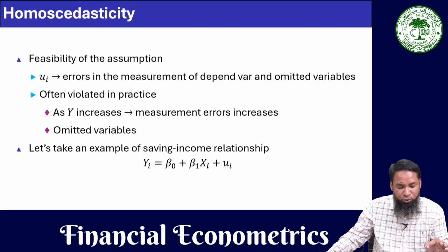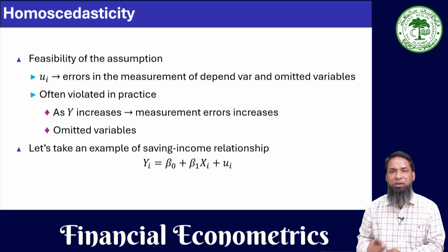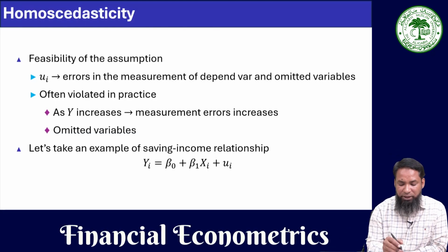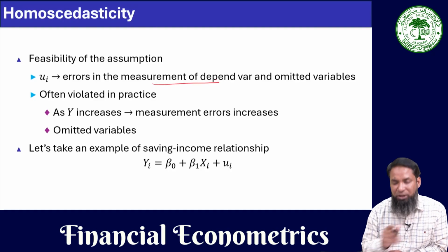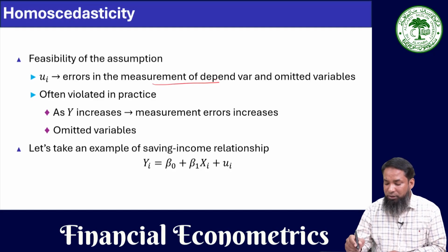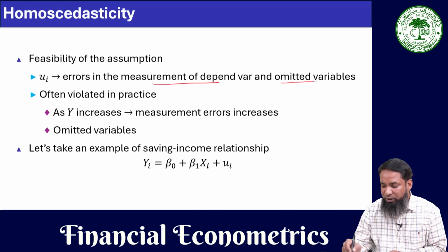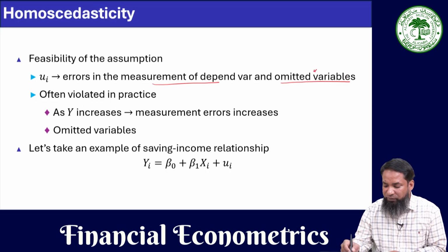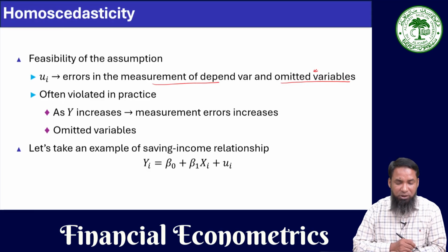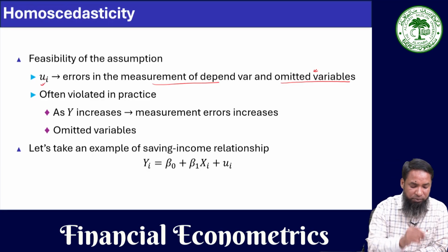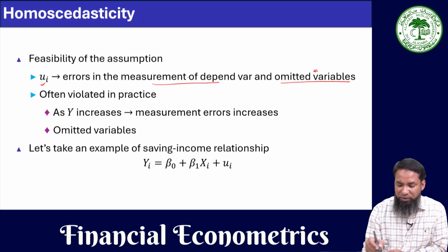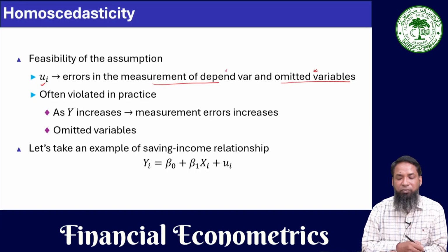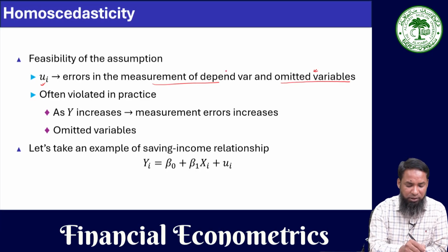We include ui in the regression equation to capture the error in the measurement of the dependent variable and include the effect of the omitted variables. So if there is an omitted variable, its effect will be captured through the error term, and if there is measurement error in the dependent variable, we can capture that through the error term.